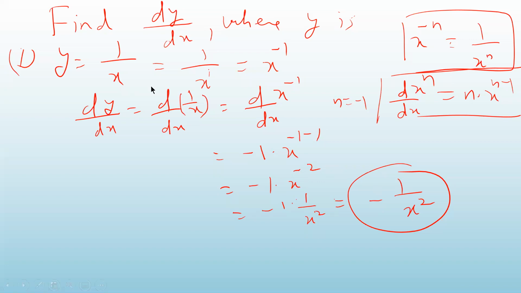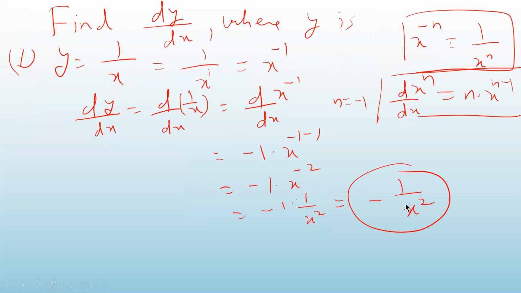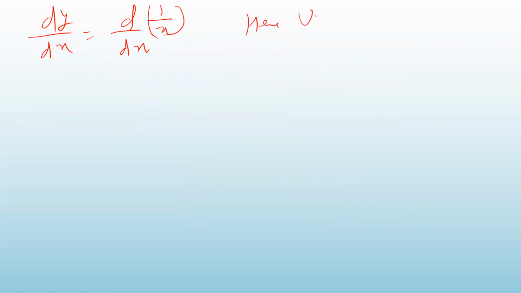Let us solve the same problem by using my rule number 4, that is the quotient rule, the derivative of the quotient. Here, u and v are functions of x. With this rule, let us solve the same problem and see if you get the same answer. So you will find dy by dx where y is 1 upon x. Now here, what is my u? U is what is in the numerator. Numerator is 1, so u is 1. And what is my v? V is x. U is 1, v is x.